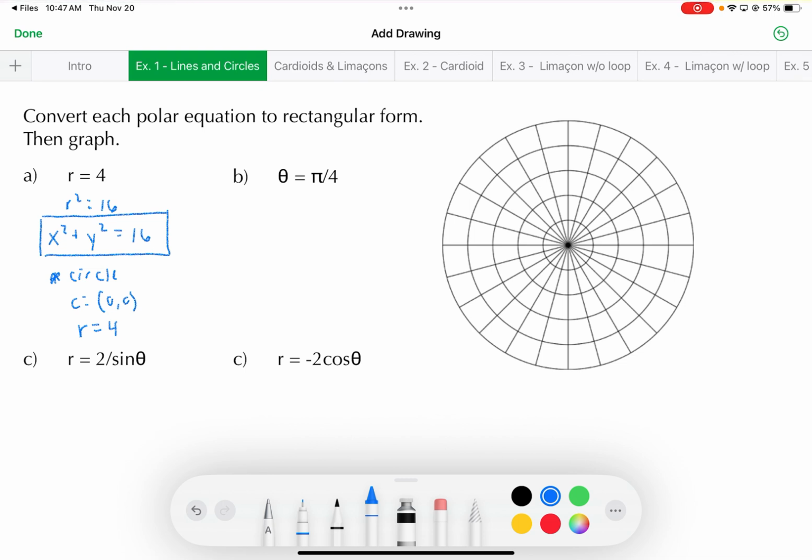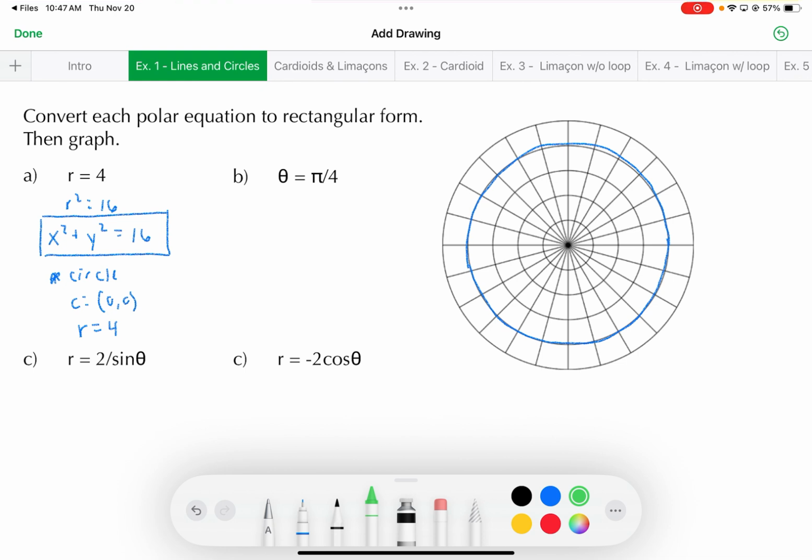All right, so in the grid there, it's the fourth concentric circle of the grid. Okay, so it's this. Just do your best here to draw that out. So if all I see is r equals a constant, it's always going to be a circle centered at the pole. Okay. All right, pick a different color.